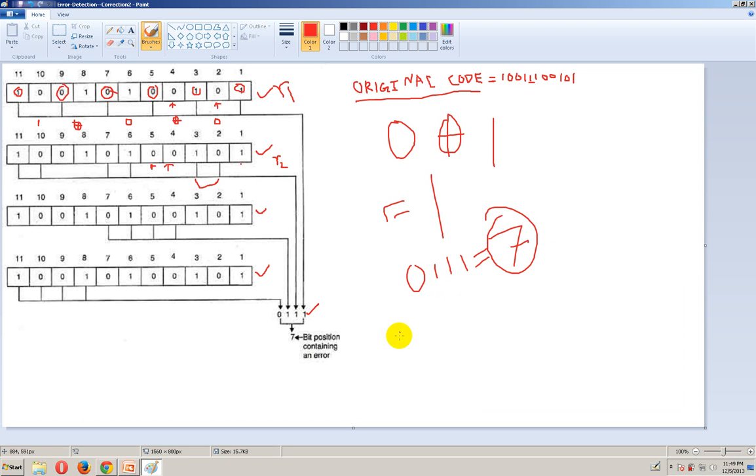Position number 7 has the error, right? So far we already know it has an error, and we just checked which position actually has the error. Position 7 is 0. If we want to correct this position, we need to change this 0 to 1. If we change 0 to 1, it should be the same as the original code. So I think guys, I have taught you the Hamming code already.